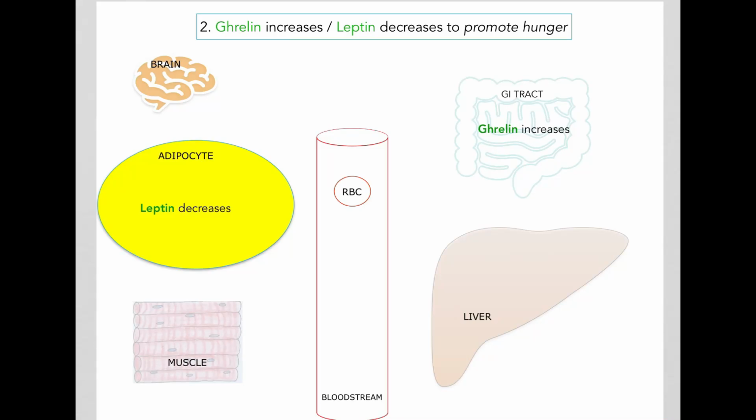Another thing the body will do during starvation is it will try to promote hunger so that we will find food and eat the food. Since ghrelin is a hormone that promotes hunger, this hormone will increase, while leptin is a hormone that suppresses appetite, so this hormone will decrease during starvation.